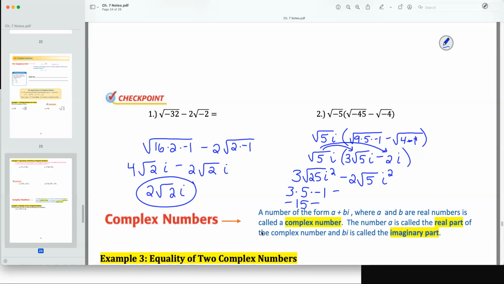Minus, nothing really I can do here, 2 times square root of 5, it is what it is, but the i squared can be rewritten as negative 1. So minus a negative, the only thing I can do is turn this into a plus. It's going to be negative 15 plus 2 root 5 as your final answer.